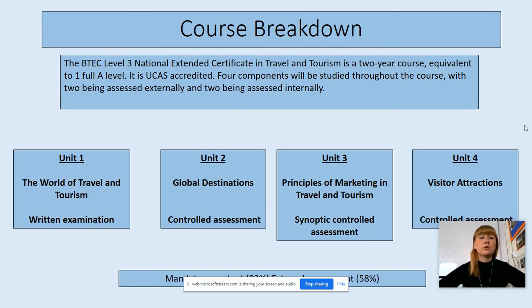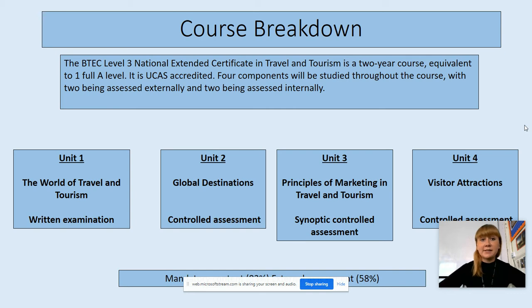With the course breakdown, it's important to note that the travel and tourism being offered at Beacon Academy this year is a BTEC qualification. It's a level 3 national extended certificate, and that means there's a little bit of a difference in how this course is assessed and examined compared to your A-levels. The course itself is still 2 years, so it works very much as an equivalent to an A-level, and it is UCAS accredited.